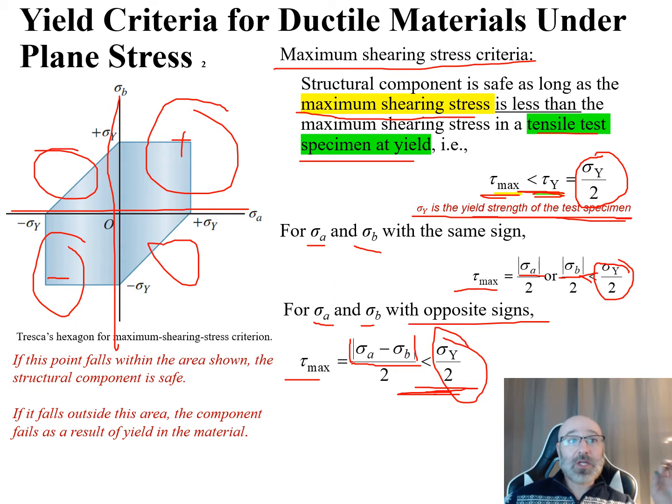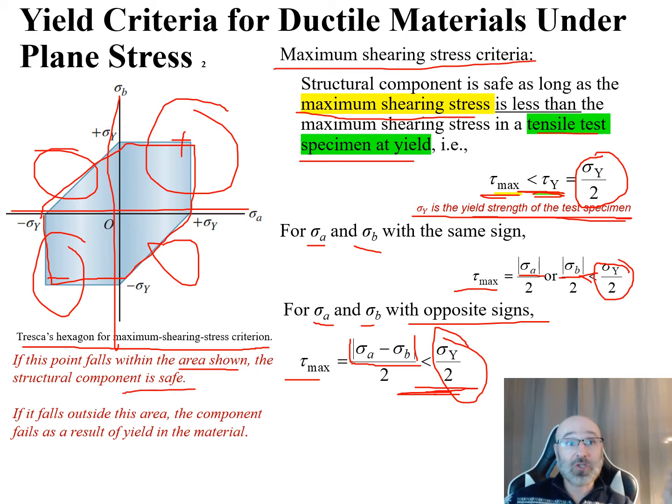Now, the way we can use this hexagon up here for the maximum shearing stress criterion graphically is to see whether the point falls within the area shown, that hexagon that we're talking about. If it falls within that shaded area, the structure is considered to be safe. That component is going to be structurally safe. But if it falls outside of this area, then the component fails as a result of yield in the material. So that's how we can utilize this graph as a quick visualization to see if a component is going to be safe or fail.